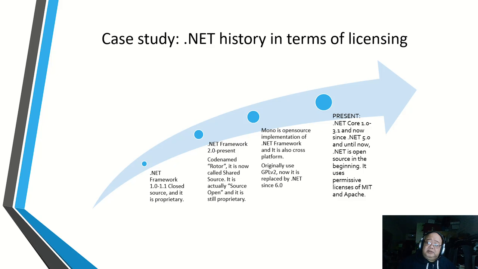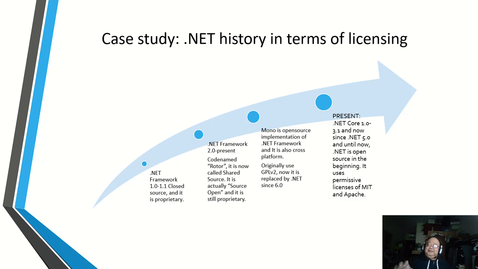This Mono is actually an open source implementation of the .NET Framework, and it was ported not just to Windows but also to Linux, and then it gained support for Android, iOS and macOS. But now it is being replaced by .NET since .NET 6.0. Now we have .NET, previously .NET Core, but since .NET 5 they changed the name, it's just .NET.